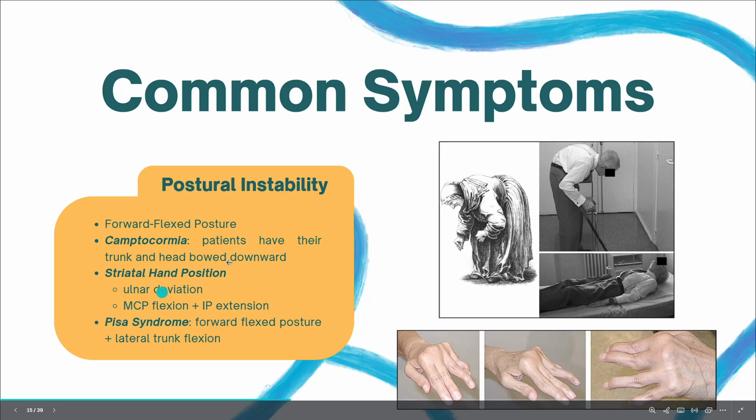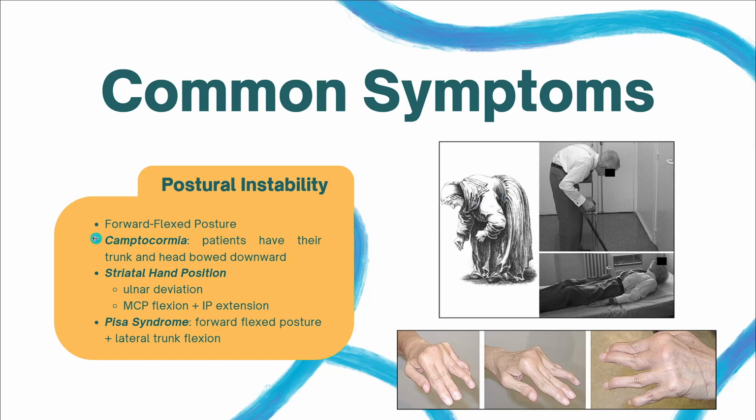And we also have what we call the Pisa syndrome. So it is similar to a forward flexed posture, but there is lateral trunk flexion. So that's even harder to move in that position because you're not just stuck in one axis, but you're stuck in another axis too. So it's really difficult for these patients to perform their ADLs because their posture is very much affected.